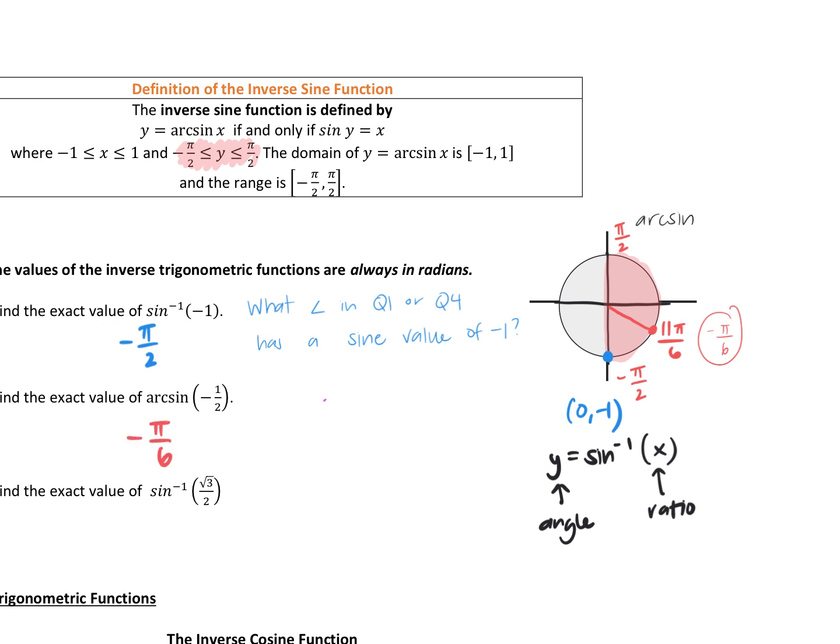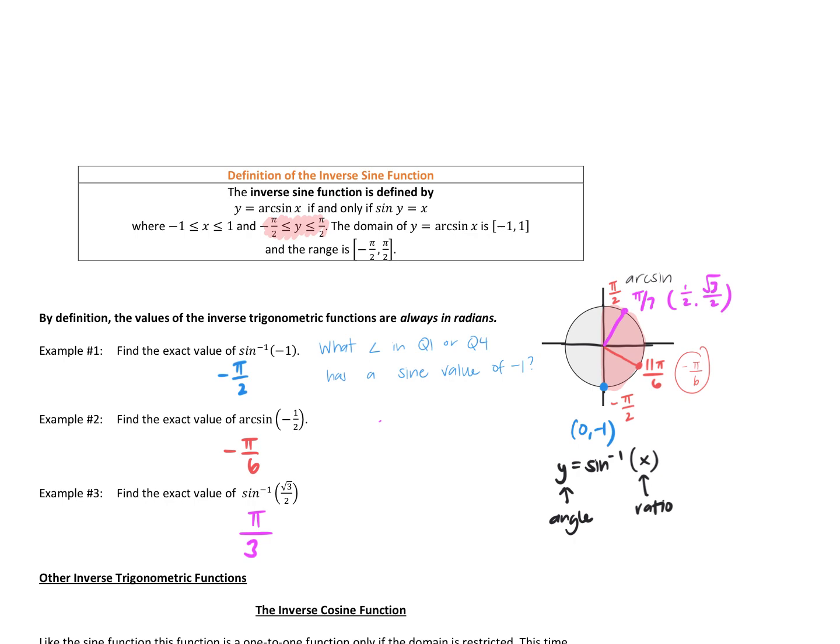Okay, last one, sine inverse of square root of 3 over 2. So what angle in quadrant 1 or quadrant 4 is going to have a sine value of square root of 3 over 2? Sine is your y. What'd you say? Pi over 3. That's exactly right. This angle right here, pi over 3, has a coordinate of (1/2, square root of 3 over 2), so yes, my y value is in fact square root of 3 over 2. So this would happen at pi over 3, and pi over 3 is in that range from negative pi over 2 to pi over 2. So that is sine. Sine inverse happens in quadrant 1 and quadrant 4.